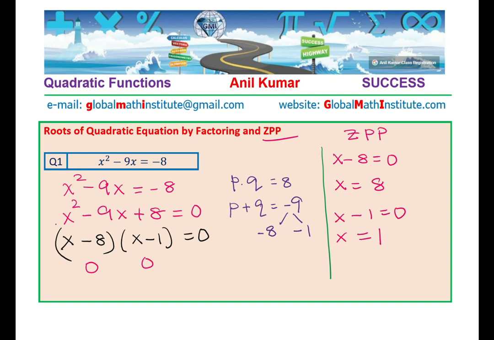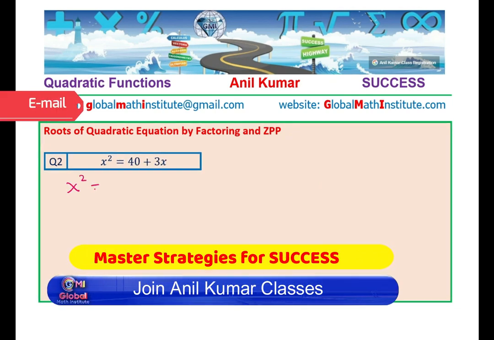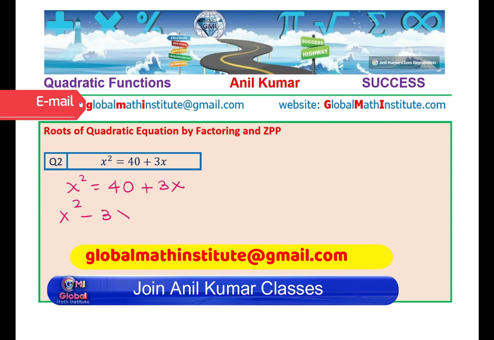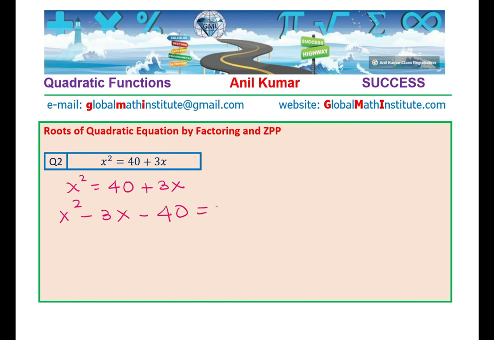Let's move on and solve the others. The next one here is x square equals 40 plus 3x. Now, I would like you to copy the questions and do it along with me. See if you can do it much faster. Is that okay? I'm trying to explain as well, so I'll take more time for sure.